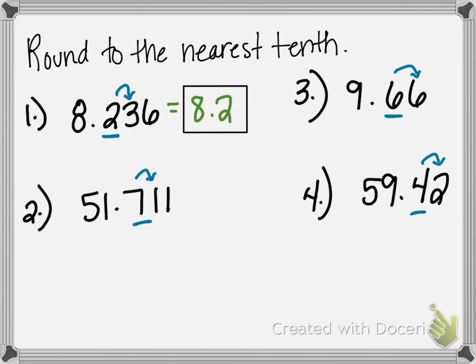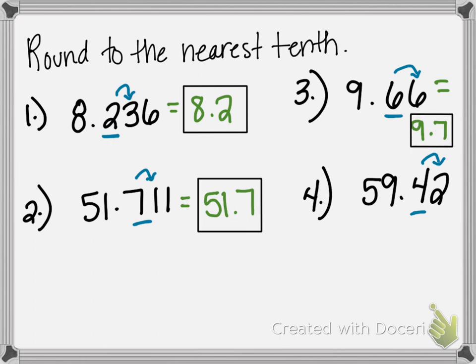All right, number 2. Hazen, what did you get for number 2? 51.7. Perfect. It stays the same because it has a 1 to its right next door. What about number 3? 9.66. Finn, what'd you get? 9.7. Good. We round up because the 6 was bigger than 5. So 9.7. And finally, number 4. 59.42 becomes, Vika? 59.4. Good. It stays the same.